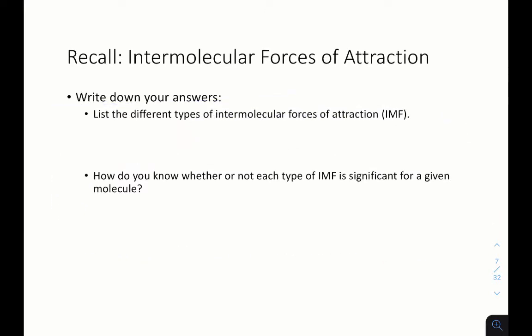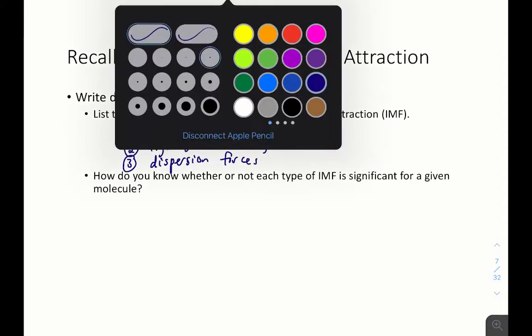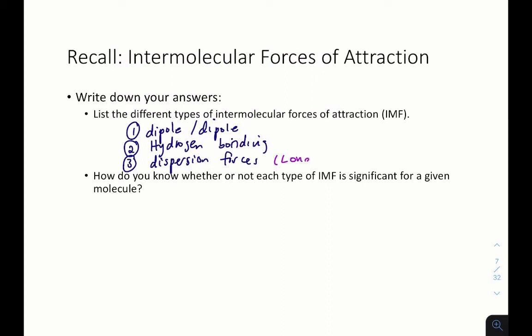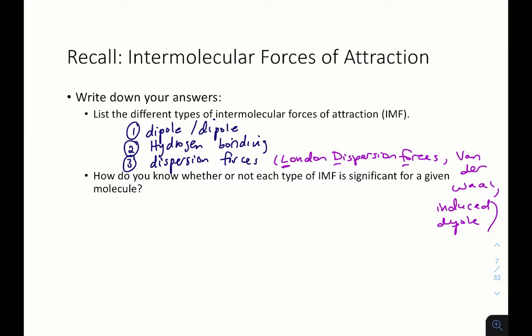All right, last chance. It's likely that you remembered three types of intermolecular forces, maybe another one or two. So dipole-dipole, hydrogen bonding, and dispersion forces. There are many different names for dispersion forces. You may hear them called London dispersion forces, or you may hear them called van der Waals forces, or induced dipole. All the same thing. All right, now how do you know whether or not each of these types is operating for a given molecule? Well, keep what you wrote down handy and check and see if you're right.